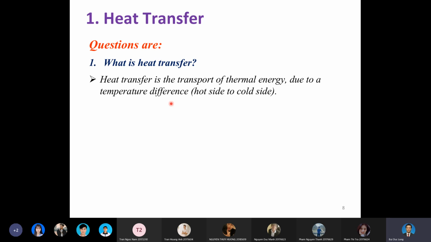The difference here is from the hot side to the cold side. For example, you have a steel bar. One side has a high temperature and the other side has a lower temperature. So the heat transfer will take place. That's why it is mentioned that heat transfer happens due to a temperature difference.